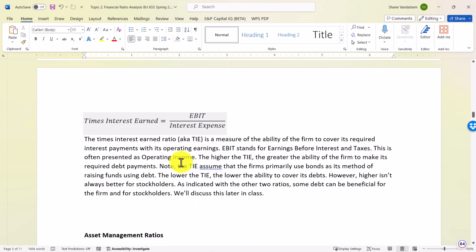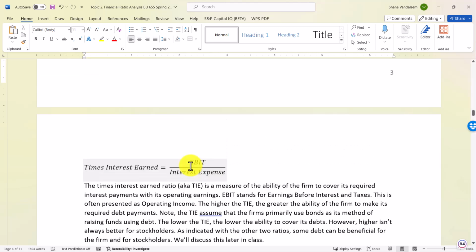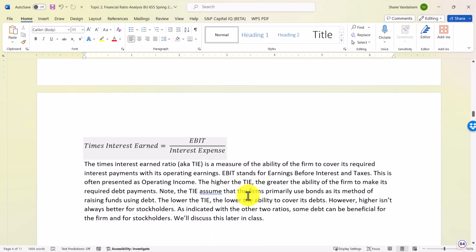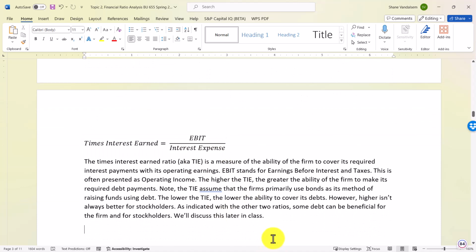Another measure that we often look at is the times interest earned ratio. This is different than the previous two because the previous two looked at the amount of debt the firm had relative to the assets and then the equity of the firm. The times interest earned ratio looks at the ability of the firm to service that debt. So what we have here is the EBIT, earnings before interest and taxes, divided by interest expense. This looks at how much earnings the company can generate, and how many times that covers the interest expense of the firm.